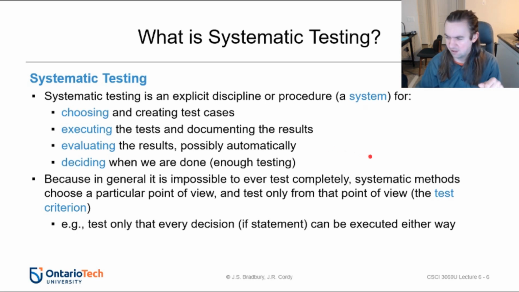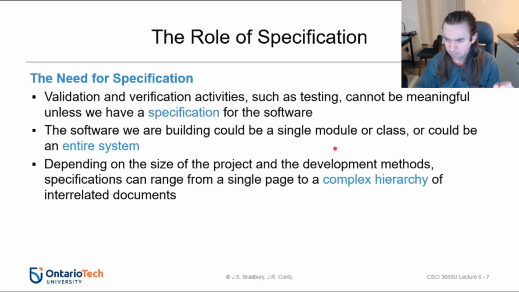But systematic testing usually means that you are looking for a specific way in which you want to test stuff. We call this the test criterion. So this could be the if statement thing, where you're going to test every if statement, or you test every loop. There are lots of different ways that you can do this, and we'll talk about those later on in the course.